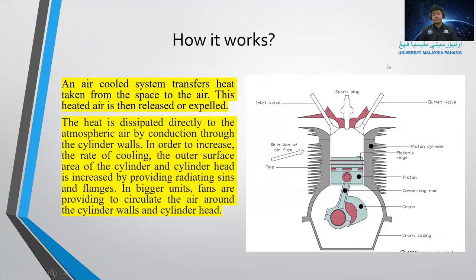So this is where the fins are located, which surround the piston cylinder, and we can see this is the piston and the piston ring here, and this is the connecting rod, and this is the crankshaft and crankcase here, and the fins are the main component used as the cooling system, the air cooling system.